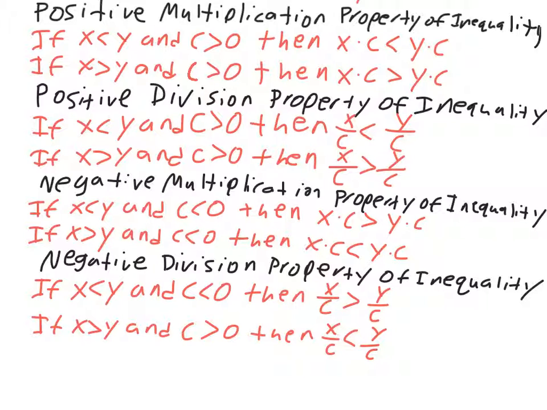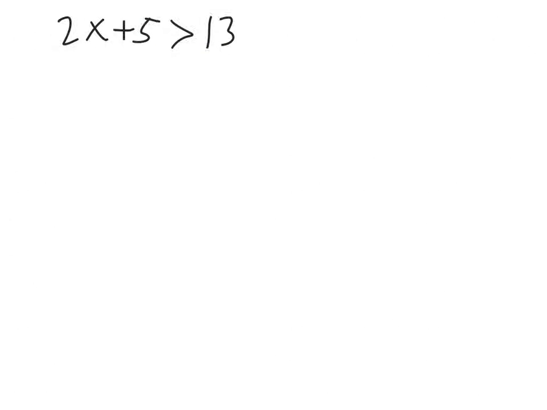Alright, so that's all the properties, and now I'll do a couple of examples just to show how it works. We'll start off with 2x plus 5 is greater than 13.